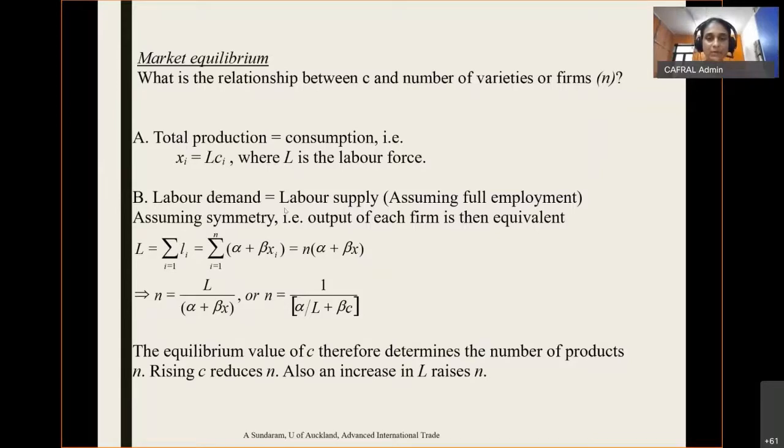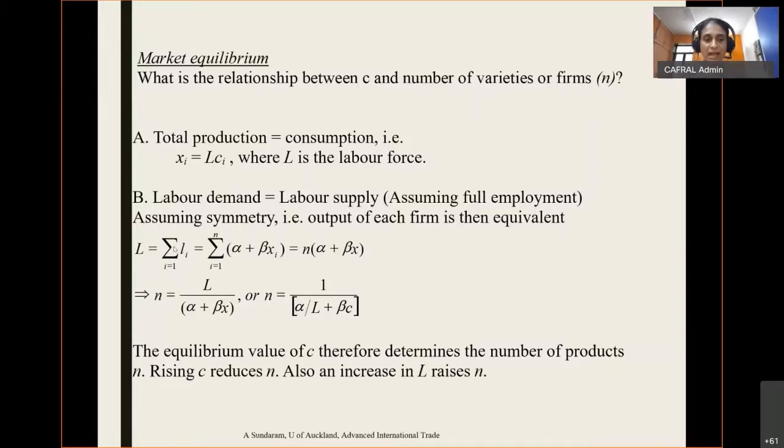Labor demand equals labor supply. Again, we are assuming full employment. All of these models use full employment as an assumption. And we are going to assume symmetry. As I said, all the i's look the same. The firms all look the same. So then what we know is labor supply here is given by L.